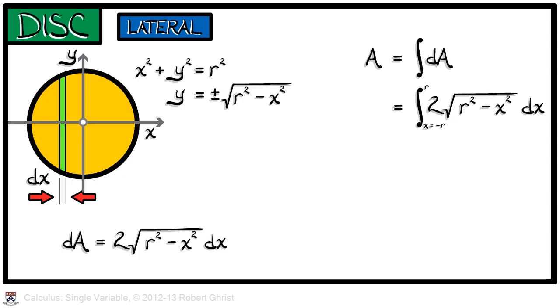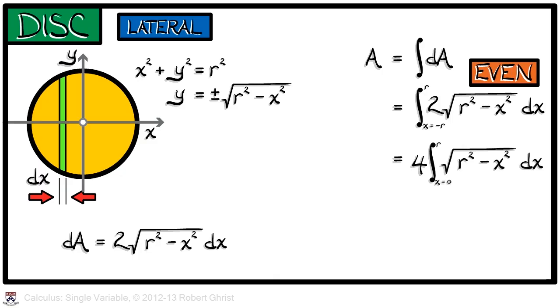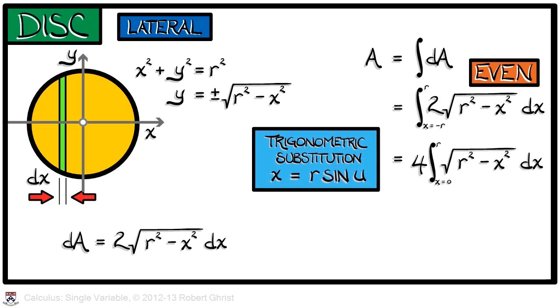Well, this integral is not as easy as the other two that we've done. It is an even integrand over a symmetric domain. So we could pull out the 2, double it, and integrate from 0 to r. But we're still not done. We would need to use trigonometric substitution, something of the form x equals r sine u, and do a little bit of work. I'm going to leave it to you to verify that what one gets for that integral is pi r squared over 4, leading to the final answer that we all know and love.